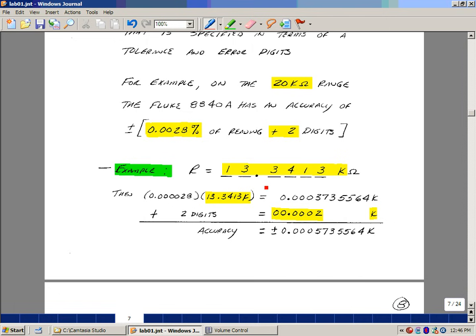The more zeros you have here in front of the actual first number, the smaller this will be, but then that two digits will still always be there. So it's kind of the minimum error that you're going to have.